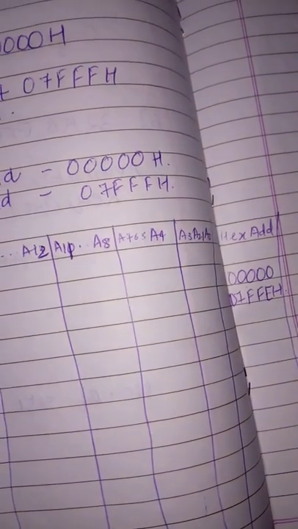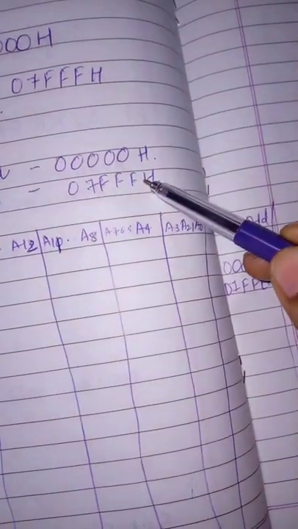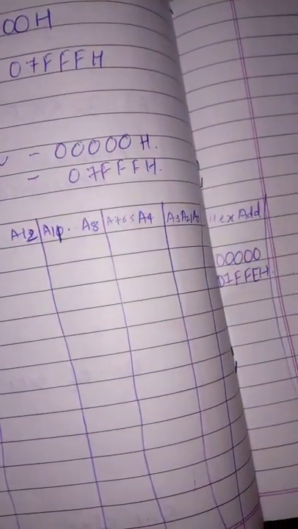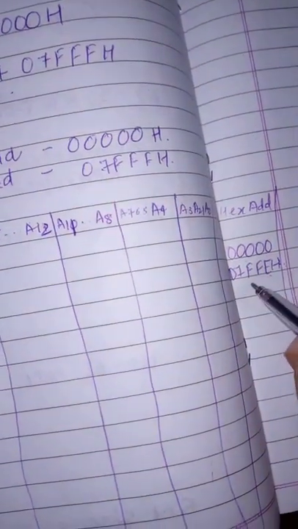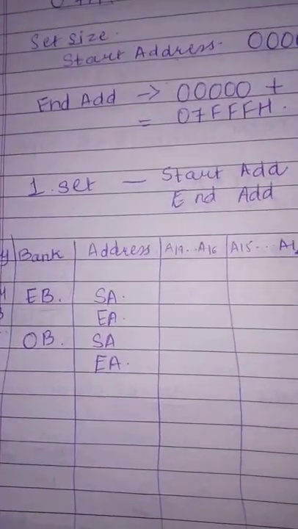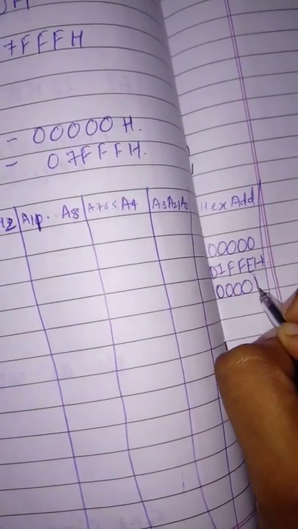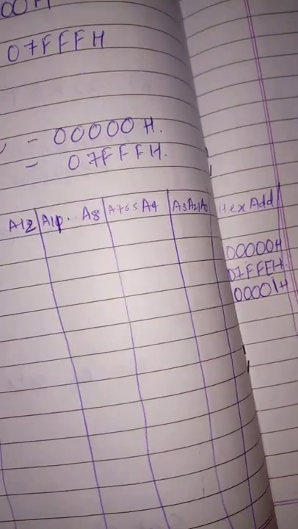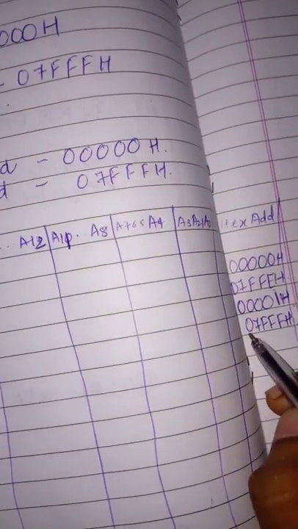As it is even bank, the end address will also be even. If I would have taken 07FFFH, F is 15, and I want 14, so E. Now for odd bank, similarly I will do the same. I will add 1 here, 00001H, as I'm starting from an odd location, and I will add 07FFFH. Now I will write the binary equivalent.